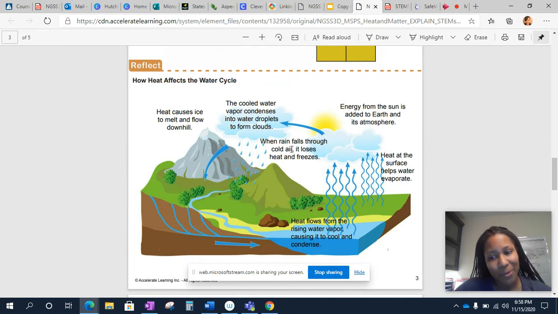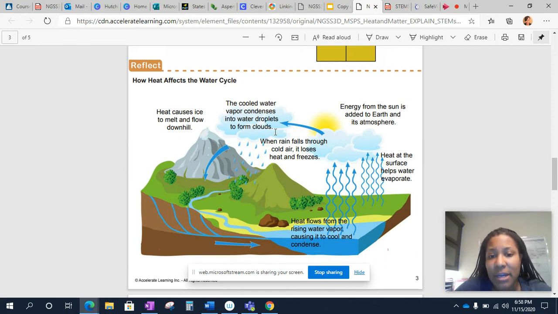You guys are familiar with the water cycle, right? You learned about that in earth science. How heat affects the water cycle. Let's take a look. Heat causes ice to melt and flow downhill. Remember, we talked about glaciers and ice caps? Look at this. Heat from the sun, which is our major thermal energy source on Earth, causes this ice on the top of the mountain to melt, become water, and flow downhill.